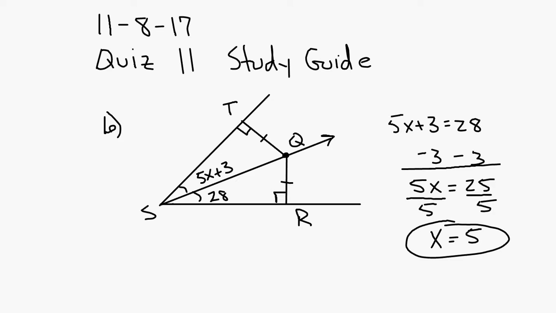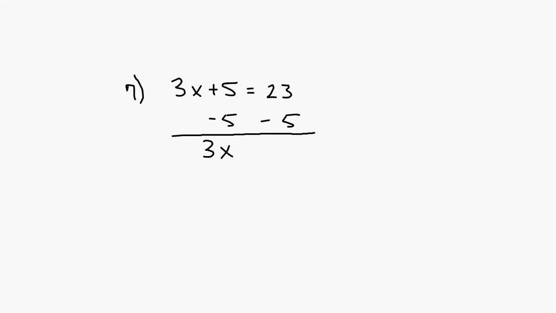I'm not going to draw or do number 7 because it's the same type problem. Actually on number 7, you're going to take 3x plus 5 and make it equal to 23. Subtract 5 from each side. 3x is going to be equal to 18. Divide by 3. X is equal to 6.